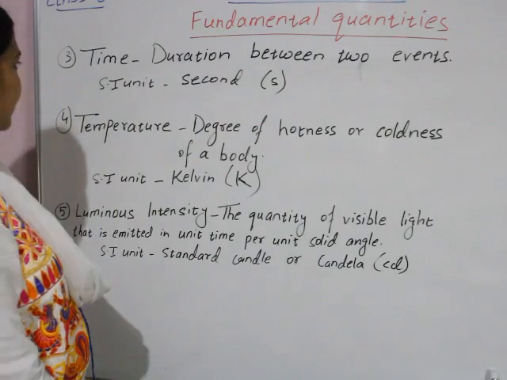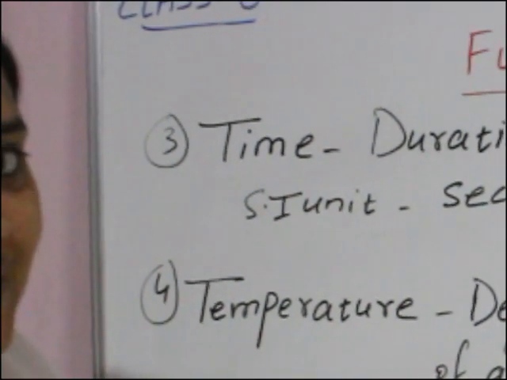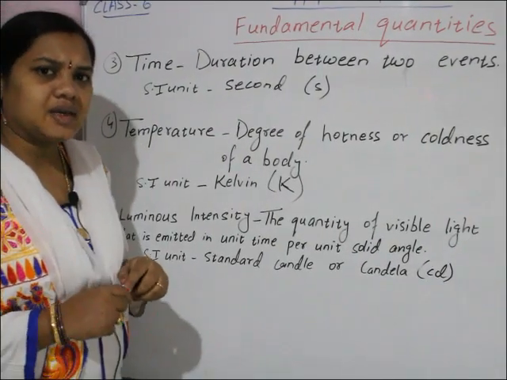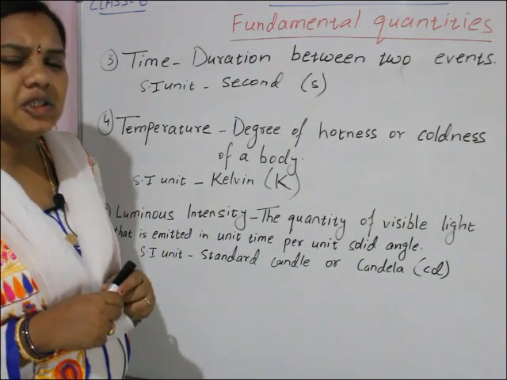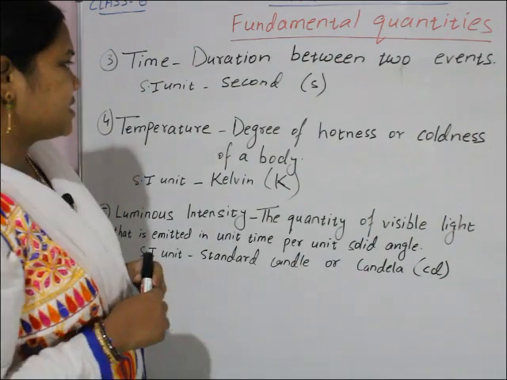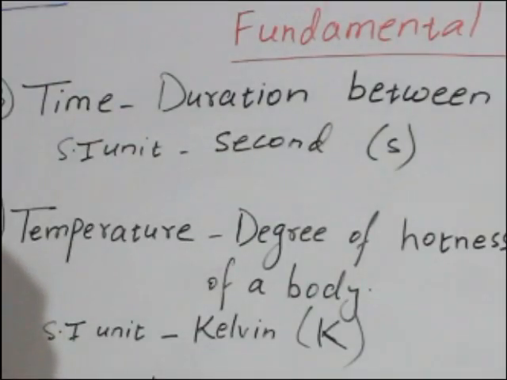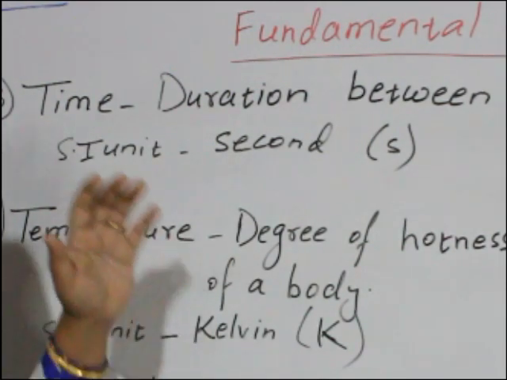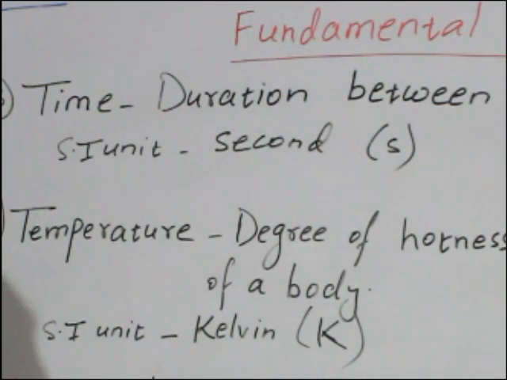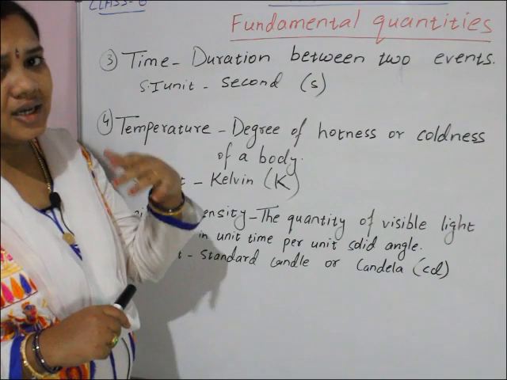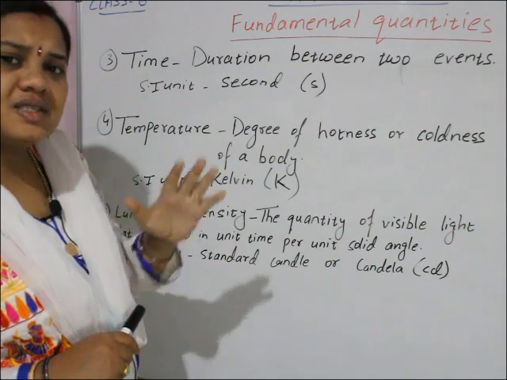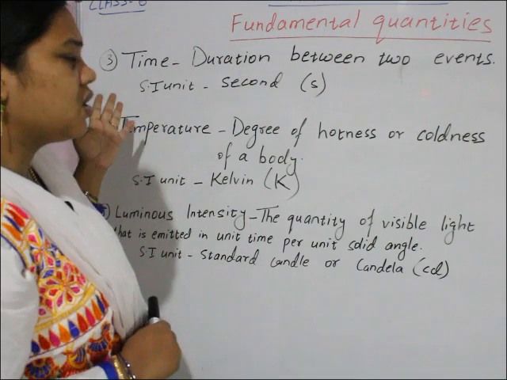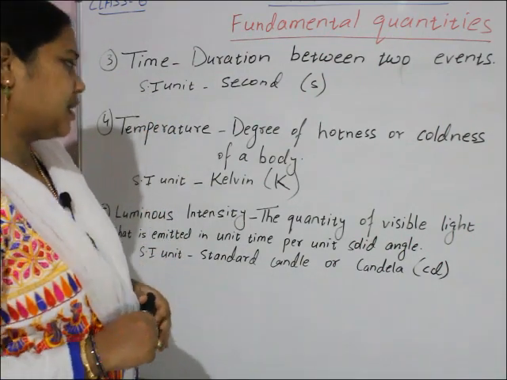So children, the third quantity is time. Time is what? You know time means what the clock reads, is it? So time is the duration between two events. Its SI unit is second. Other units are hours, minutes, is it or not? Where the SI unit is second. We already saw 3 systems of units. In the other systems of units also, the unit of time is the same, second. In the SI system also, the unit of time is second.